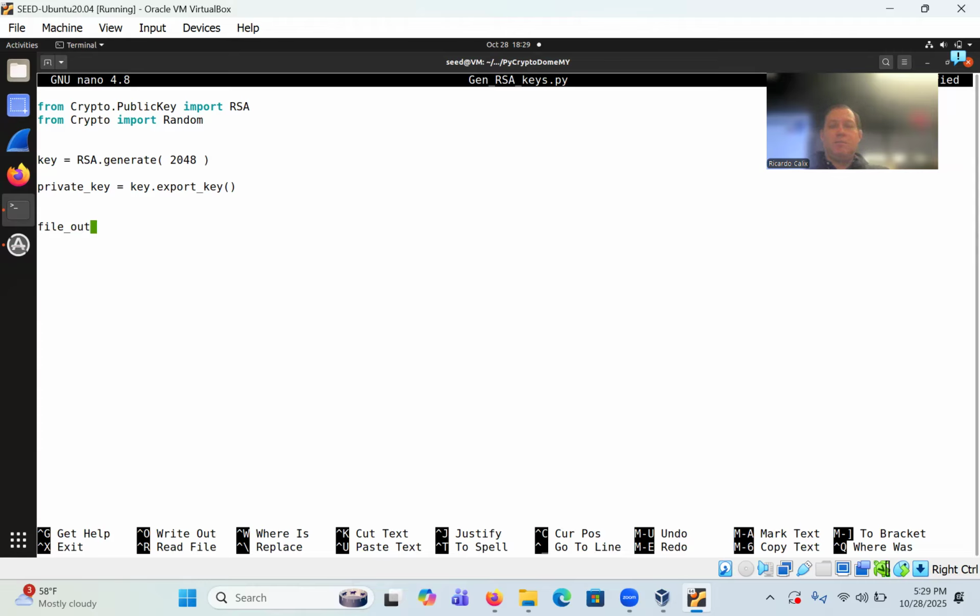This is the file handler. So we're just going to open a file. We're going to call it, this is going to be the private key. So I can call it private.pem. I do strongly recommend that you use your name, your partner's name, so it's easier to identify what it's from.